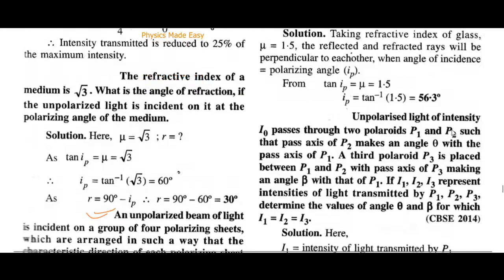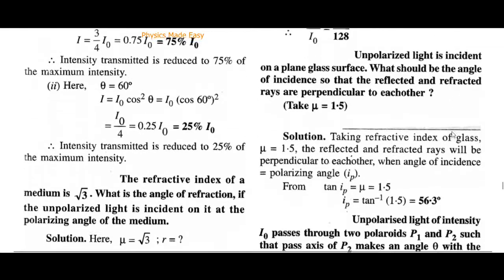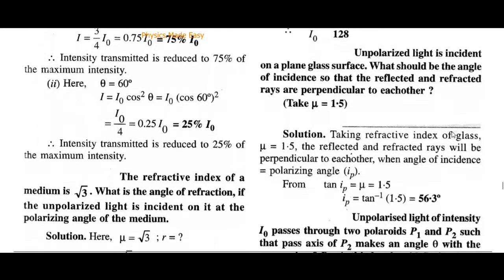And the next concept that I'm going to pick up now is: unpolarized light is incident on a plain glass surface. What should be the angle of incidence so that the reflected and refracted rays are perpendicular? Now this is basically a bit of twist. They are perpendicular at polarizing angle. Simply you have to find the polarizing angle. Just find IP.